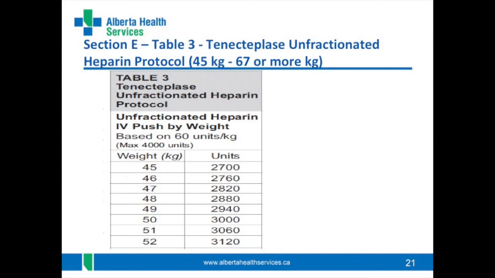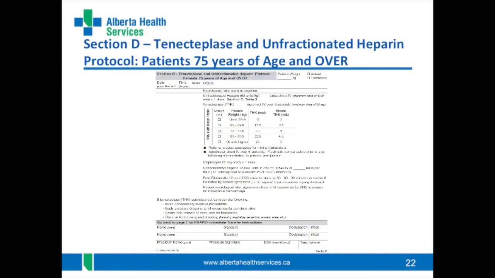Okay, so now we're going to go to the second patient who is 88 years of age, and you cannot give enoxaparin. Now you decide to do unfractionated heparin with TNK. And again, what we do, we say do not give any bolus.